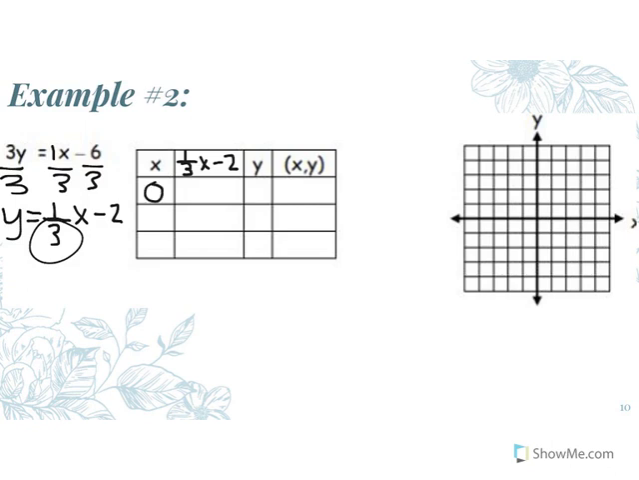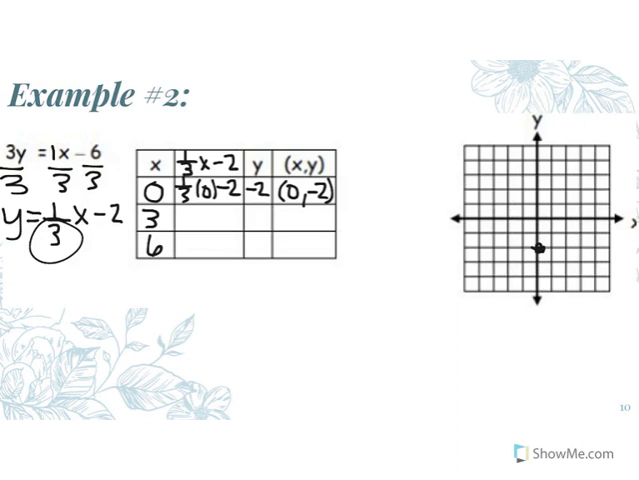I always want 0 because I know anything times 0 is 0. So like on this one, 1/3 times 0. Oh, look, 1/3 times 0 gets rid of that fraction, and we're going to subtract 2. So we're left with a negative 2. So my point that I'll be graphing is 0, negative 2. Then I need to pick strategic x values. So what are multiples of 3? Well, we know 3 is, as well as 6. So let's see what we got here.